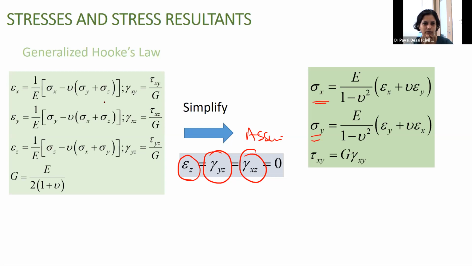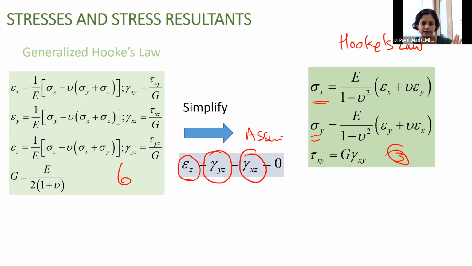Only thing is I have made sigma x on the left side and the epsilon on the right side. You can solve the simultaneous equations and get this equation, maybe from matrix inversion also, where you bring the stresses on the left side and the epsilon on the right side. So instead of these 6 stress components, I am having only 3 stress components now. This is my Hooke's law for the plate theory.